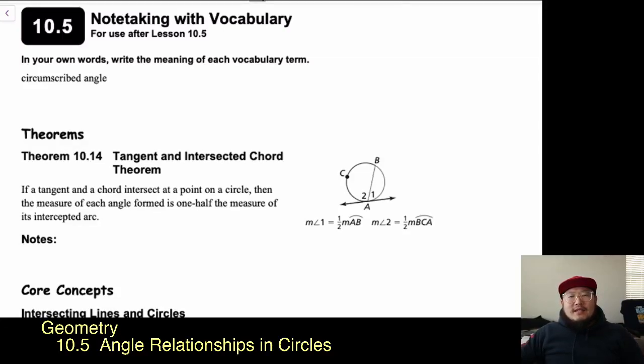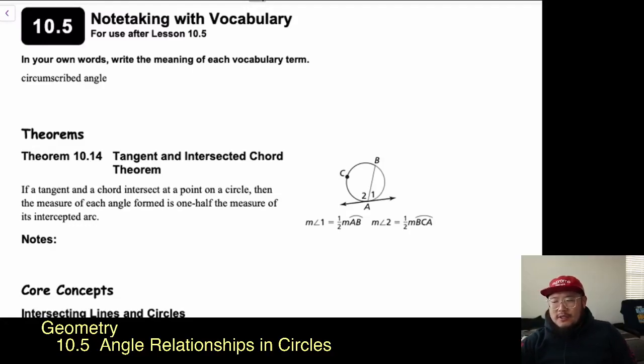Let's take a look at section 10.5, angle relationships in circles. And so, as it says, we're going to look at angles inside of a circle. And you're saying, how did that happen? Well, let's take a look at the first theorem.